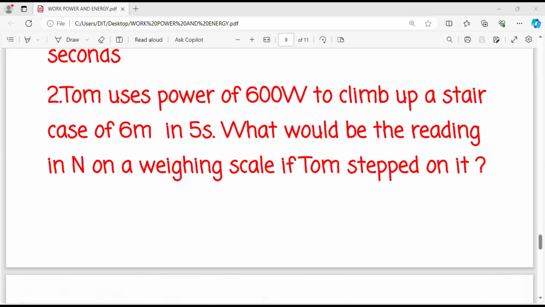So in this case, I think we have to divide. So I think 600 watts divide by, and we'll multiply 6 meters times 5 seconds, which we will get 30. And then 600 watts divide by 30, we get 20. So I think 20 newtons.